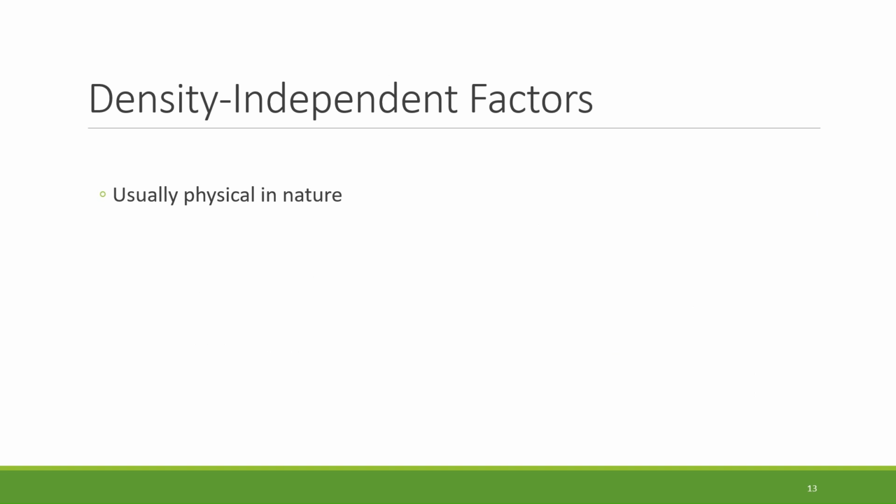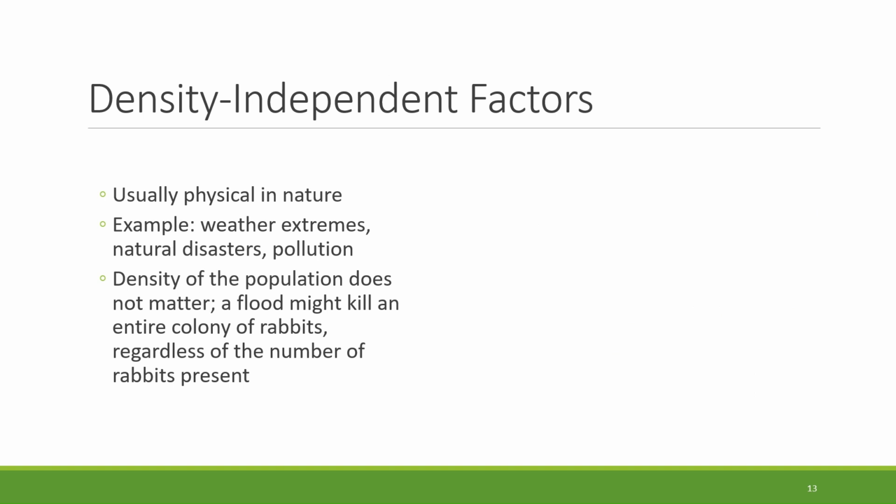There's also density-independent factors, and these things are usually physical in nature. They include things like weather extremes, natural disasters, pollution, things that kill organisms, but the density of the organisms doesn't matter. For example, a flood is a natural disaster that might kill an entire colony of rabbits. It doesn't matter if there are 10 rabbits in each burrow or 50 rabbits in each burrow. The flood is going to come through and do its damage regardless of the population density.